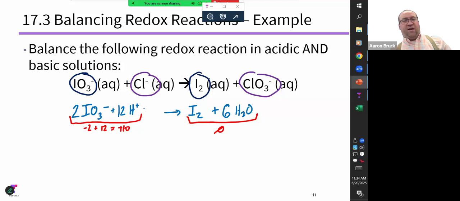How many should I add? 10. So by adding these 10 electrons, that cancels out the positive 10 charge. There is my balanced half reaction for the iodate half reaction in acid.